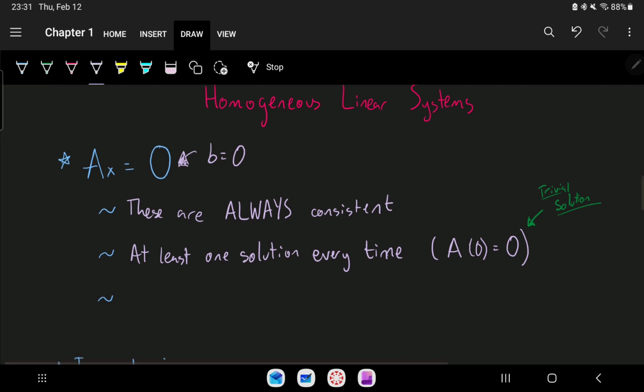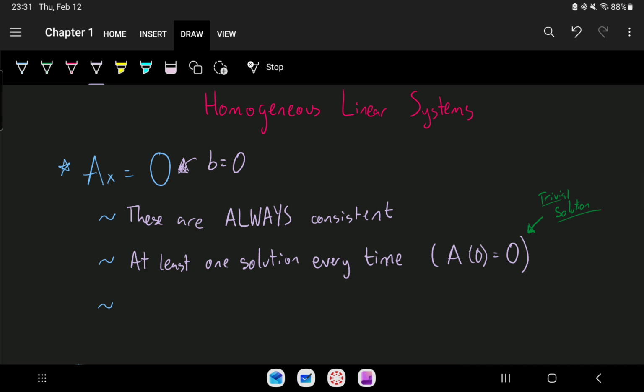So at this point, if we know that there's always one solution, the question is no longer, is there a solution? The question, if I can spell, which clearly I can't, is now, is there only one solution? In other words, or are there infinite?